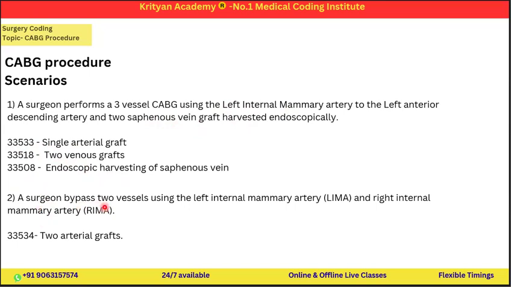The next, if a surgeon bypasses two vessels using the left internal mammary artery and right internal mammary artery. These are two arterial grafts, only arterial grafts they did. So we have to code only arterial grafts. So there are two arterial grafts, which is 33534.